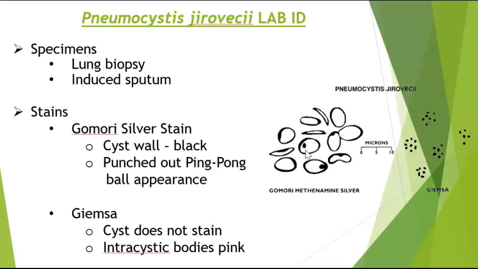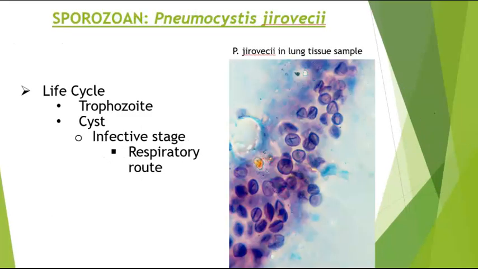And then the second stain that you can use is the Giemsa stain, and the cyst itself on the outside does not stain, but you can have intracystic bodies on the inside that stain a pinkish color. As far as the life cycle for Pneumocystis, you can have a troph and you can have the cyst forms, and the cyst is the infective stage, and it usually enters through a respiratory route.